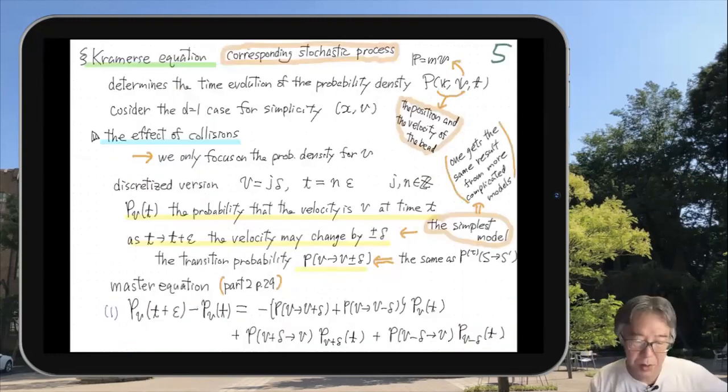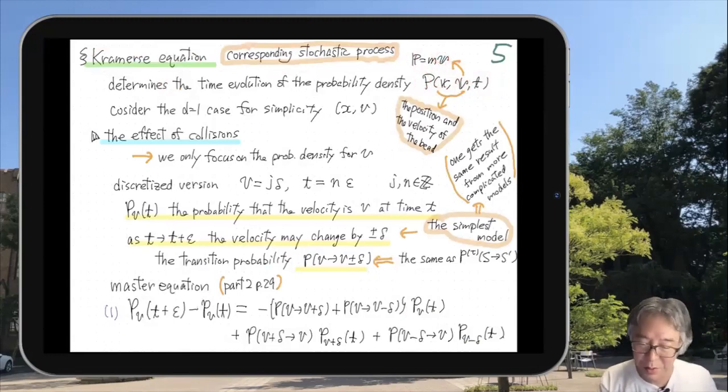Now let's proceed to consider the corresponding stochastic process, which is called the Kramers equation, and it determines the time evolution of the probability density P of the phase space point of the Brownian particle. But actually, instead of using P, let me use V. This is the position and the velocity of the bead. The reason is basically we have too many P's. That's confusing. So let's use the velocity V.